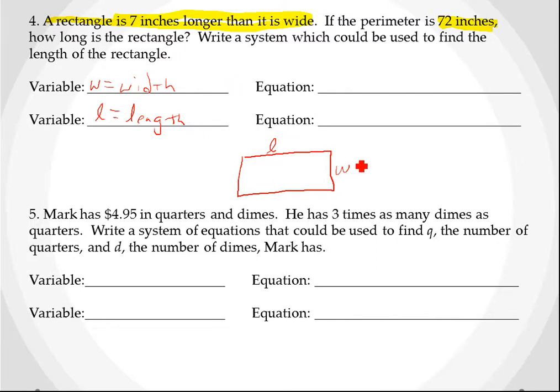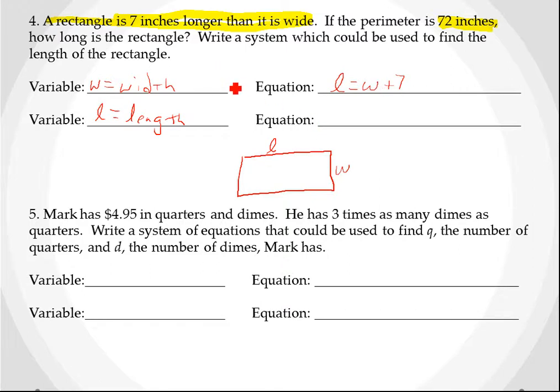Now, here this says a rectangle is 7 inches longer than it is wide. So which is the wider part? The length or the width? Hopefully you said the length. So I can say the length equals W plus 7. Does that make sense to you? The length is 7 inches longer than the width.